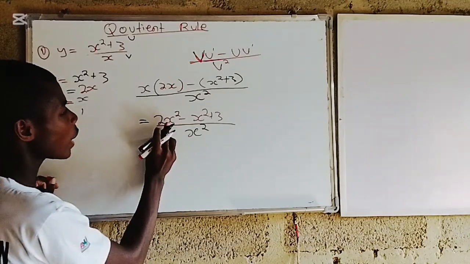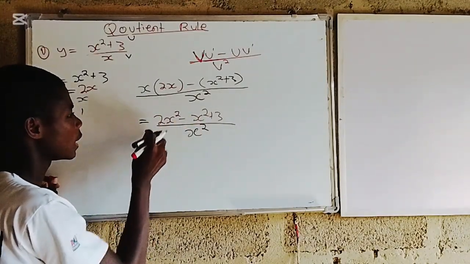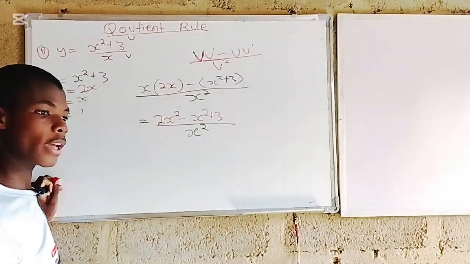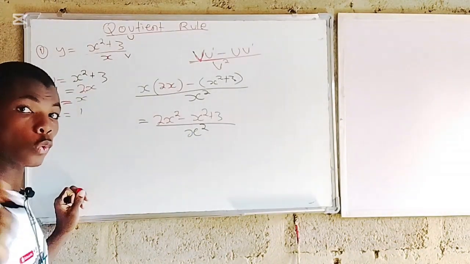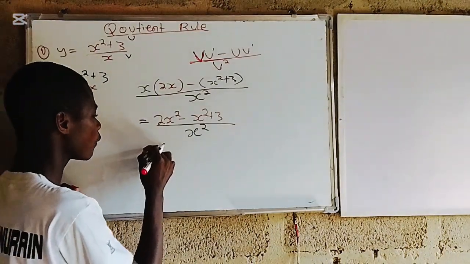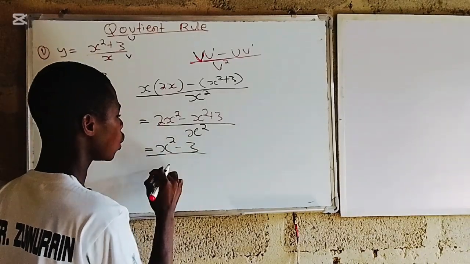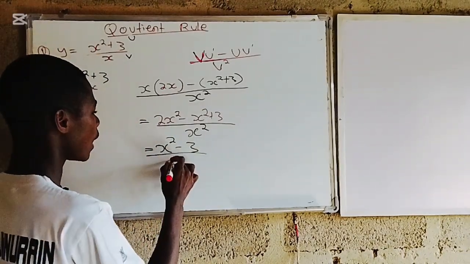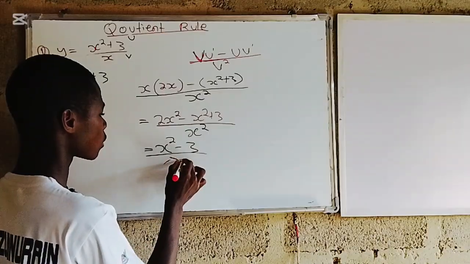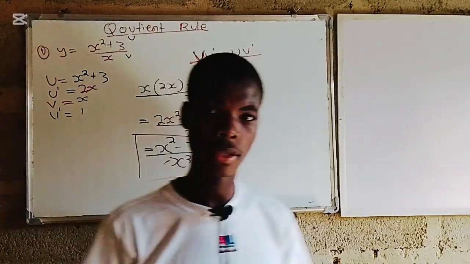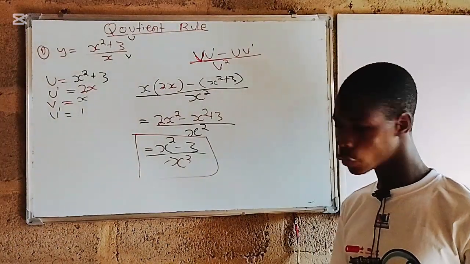If I subtract x squared from 2x squared, I end with 1x squared. So this should now be equal to x squared minus 3 all over x squared. So this is the general solution to this quotient rule.